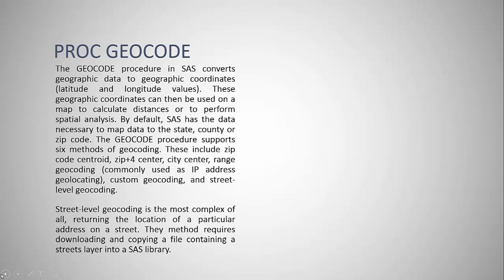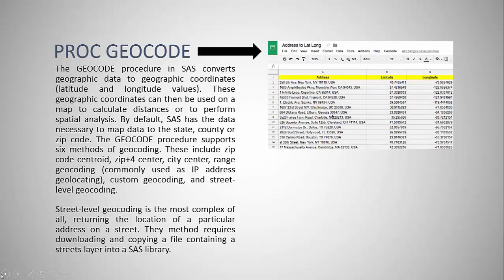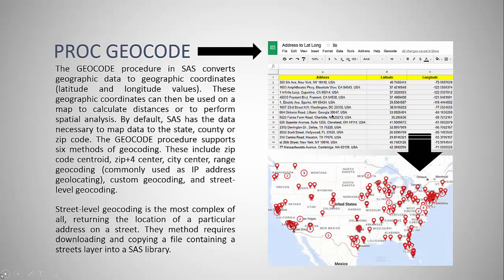Street-level geocoding is also the most complex of all the different types of geocoding that's performed. It returns the location of a particular address on a street. This method requires that you download a compressed file from SAS and copy it into a SAS library in order to use it. Basically, what you're doing is you're taking a data set that has addresses in it and adding in the latitude and the longitude based on that address so that it can be pin mapped to its location inside a geography.